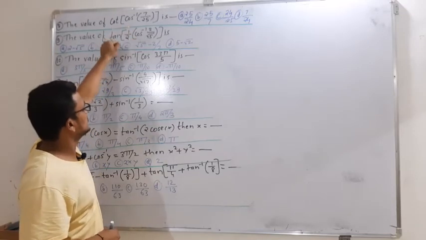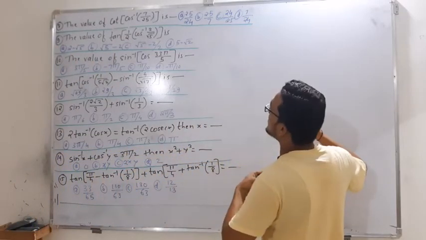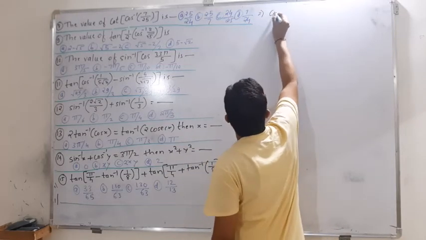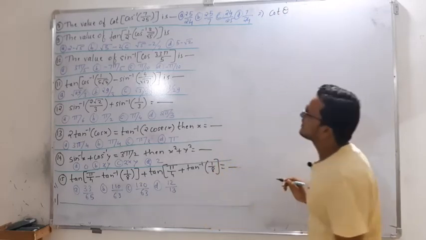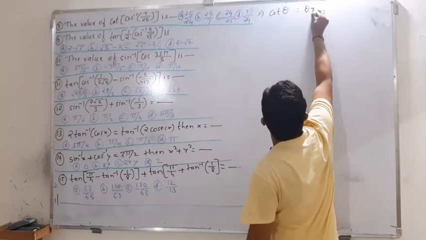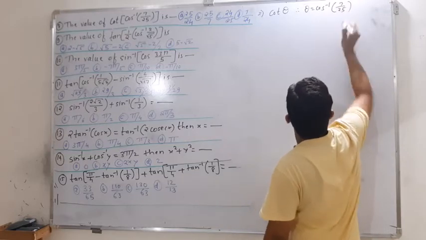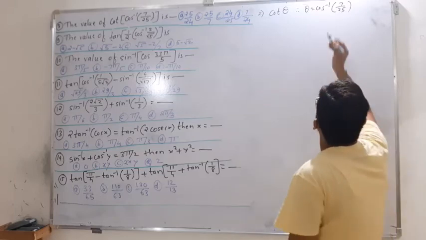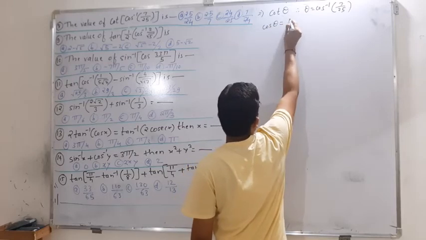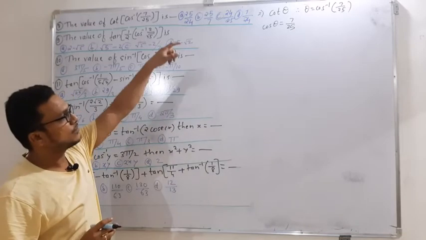Here you have to find the value of this expression. It is not possible to cancel anything, so how can we simplify this example? Just see, suppose I assume this inside value is theta. Then theta is equal to cos inverse of 7/25, or transferring cos inverse to this side, cos theta is equal to 7/25.